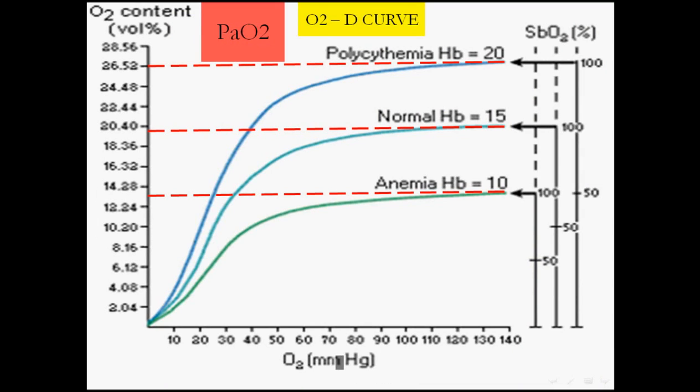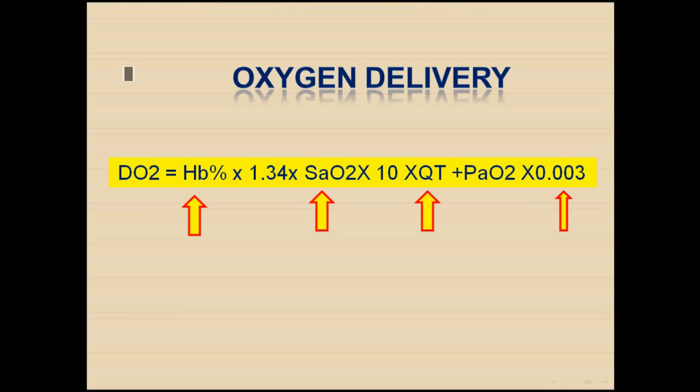This oxygen content, as I've mentioned before, depends on two things: hemoglobin and the saturations. This is a normal hemoglobin and this is a normal oxygen content, 20. If this patient is anemic and the hemoglobin, instead of being 15, is 10, the oxygen content will be about 13 instead of 20. If the patient is polycythemic, the hemoglobin is 20 and so the oxygen content will be about 26. This should be considered. From this part, we say how much oxygen will be delivered per minute.